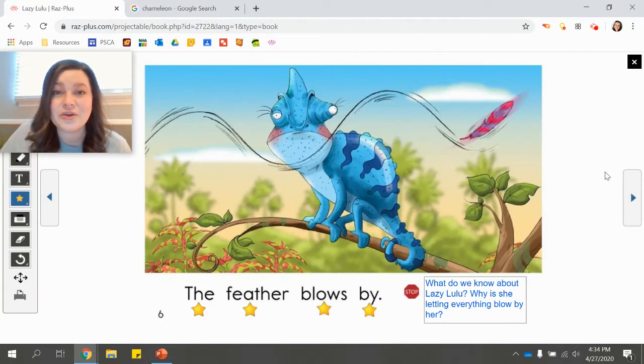I wonder why Lulu is letting a feather blow by. Why is she letting a leaf blow by? Why isn't she sticking out her tongue to catch those things? Do you have any ideas? Pause the video and turn and talk with a parent or sibling about why Lulu is letting all of those things float by her.